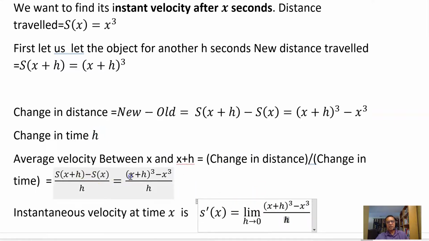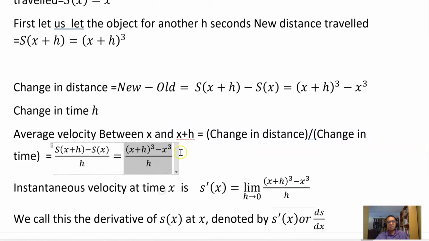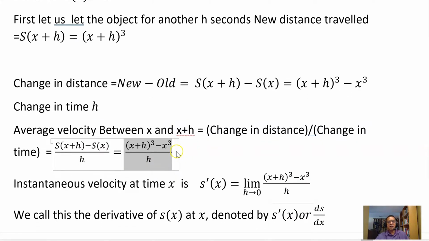So this is the average velocity. But that's the average velocity between time x and time x plus h, a small change. But that's not what we want. We want to find the instant velocity at x, not between x and x plus h, but at x. How are we going to do that?